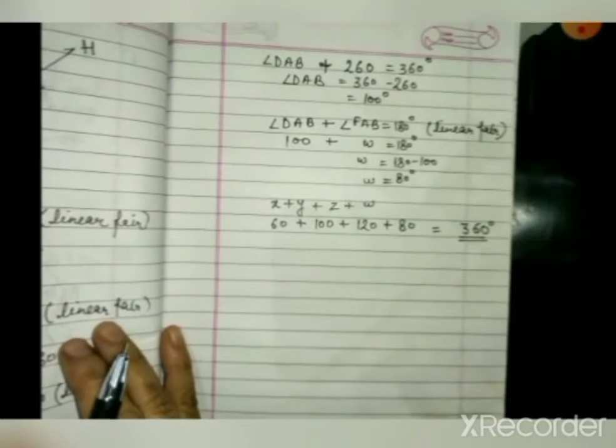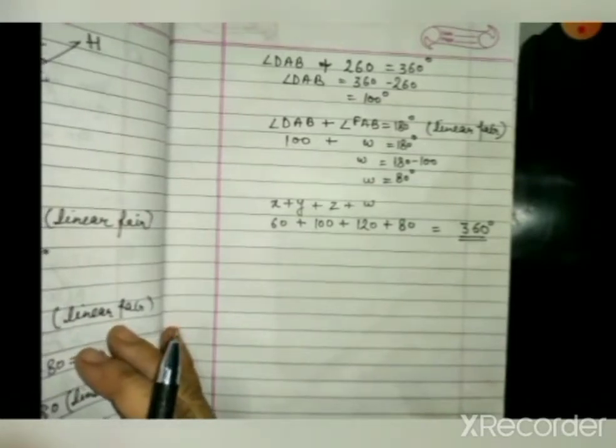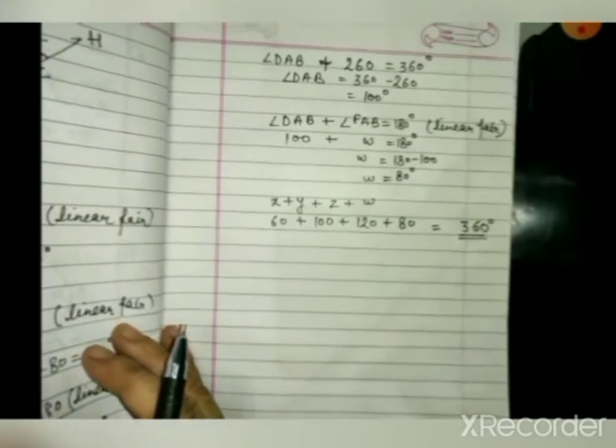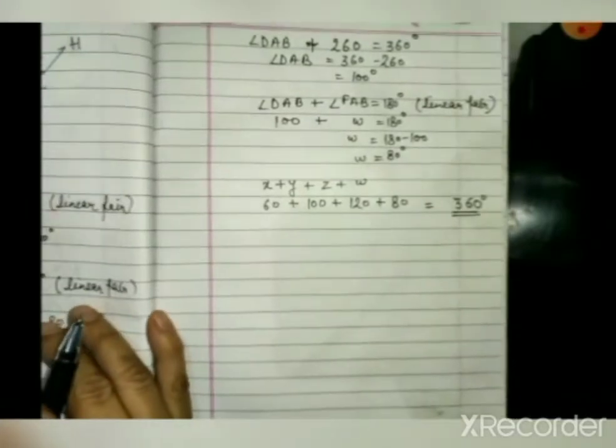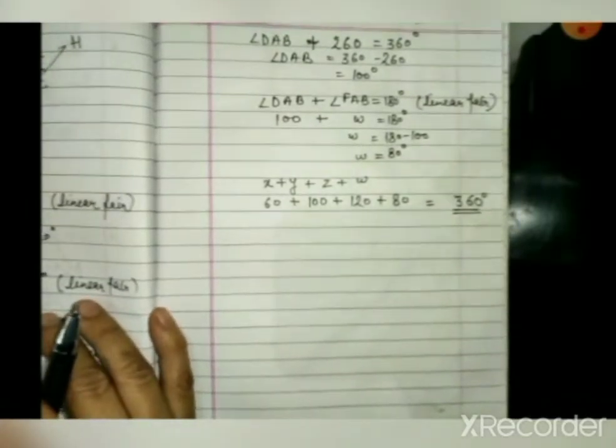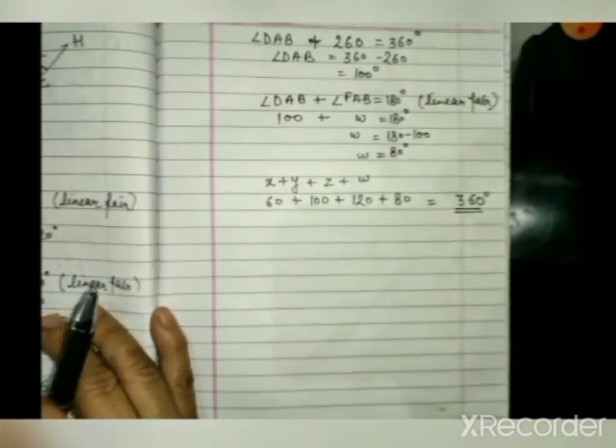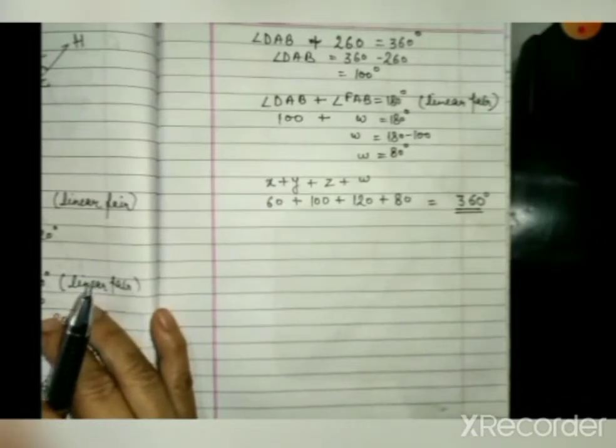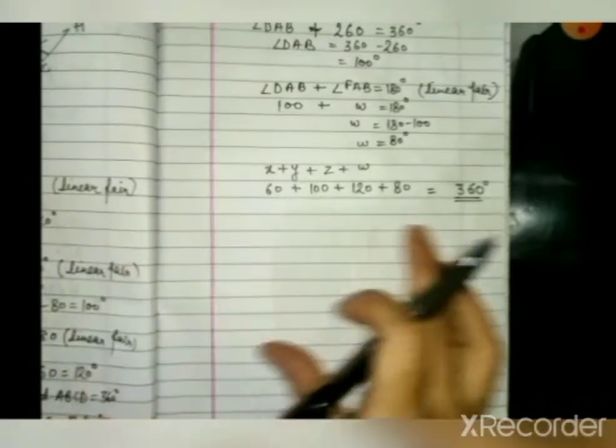We have the sum of the measures of exterior angles of a polygon. So what will it be? The sum of the measures of the exterior angles of the polygon is equal to 360. You can see here we have all the exterior angles.